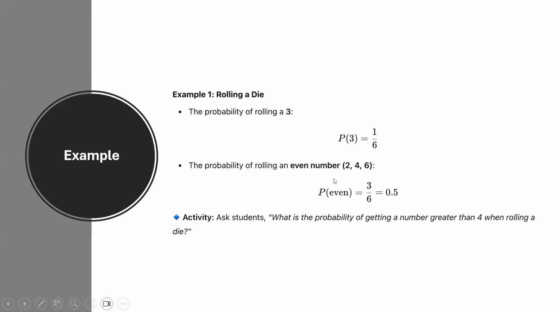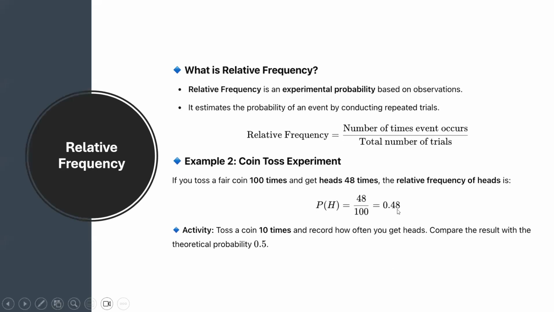So let's move to the next slide. Let's talk about relative frequency. It's almost the same concept, but sometimes instead of asking for the probability directly, people can ask you about the relative frequency. Relative frequency is nothing but an experimental probability based on observations. It estimates the probability of an event by conducting repeated trials.